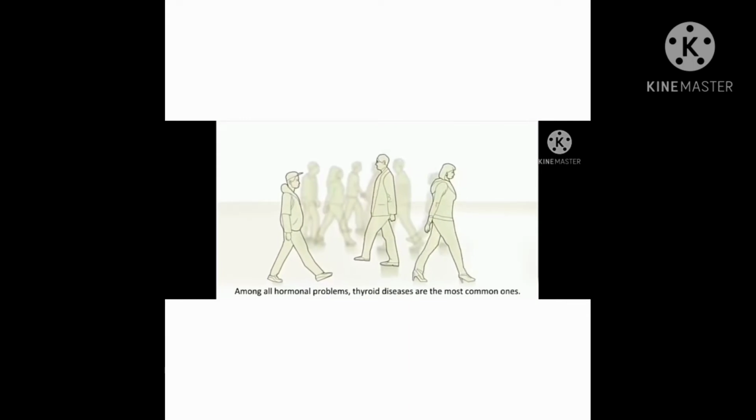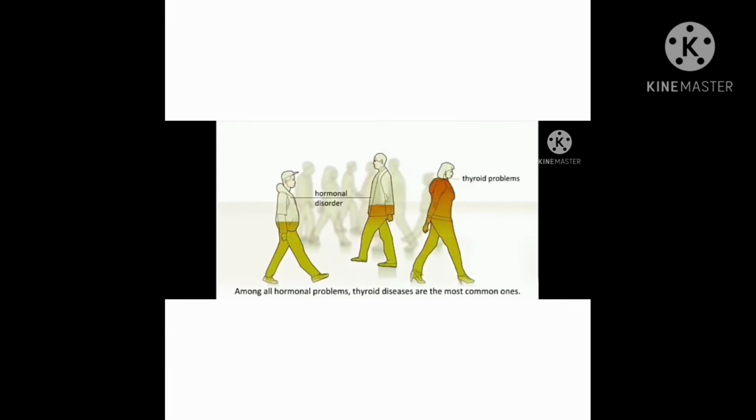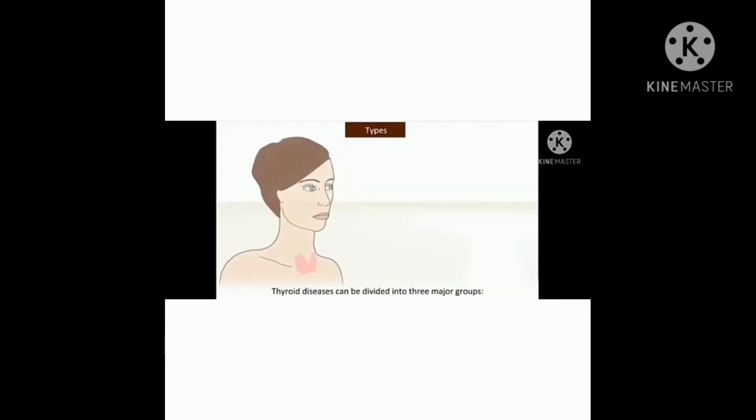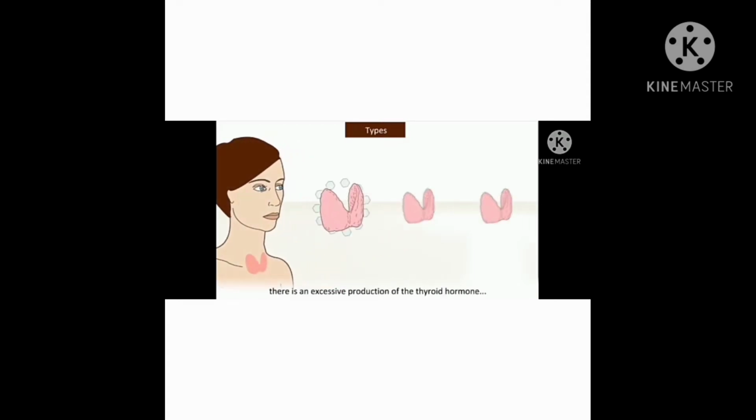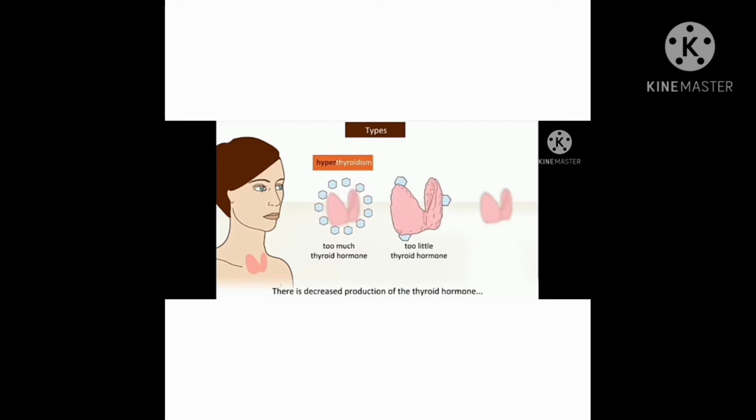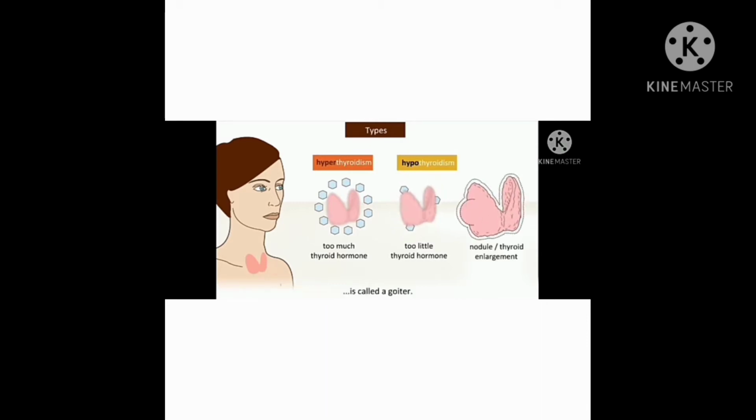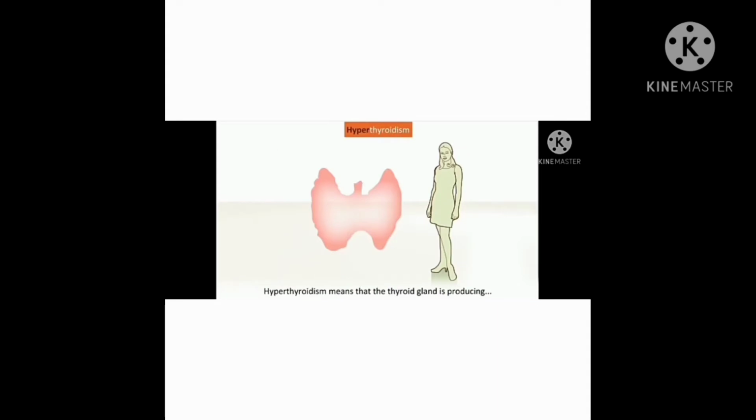Among all hormonal problems, thyroid diseases are the most common ones. Thyroid disease can be divided into three major groups. There is an excessive production of thyroid hormone, which is called hyperthyroidism. There is decreased production of thyroid hormone, which is called hypothyroidism. Multiple nodules or generalized swelling of the thyroid gland is called goiter.